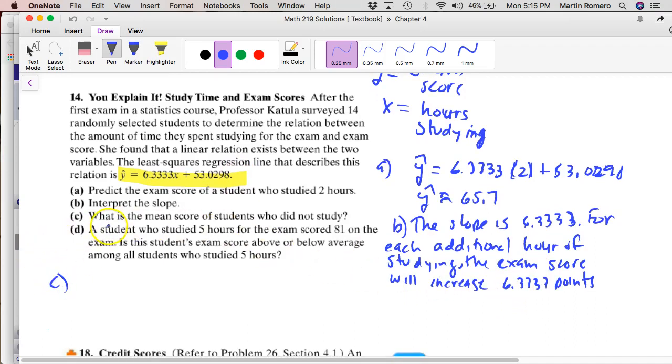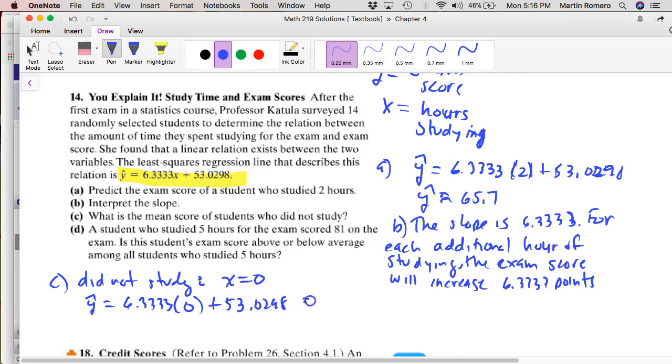Part C, what is the mean score of students who did not study? So if you did not study, that means x equals 0. And so all you do is you substitute into that equation, x equals 0. And if you remember your algebra, that's really the y-intercept. And this is what's really going on here. We have the y equals mx plus b. It's a linear equation, so we're going to have that. And so if someone doesn't study, on average, they would score 53.0298.